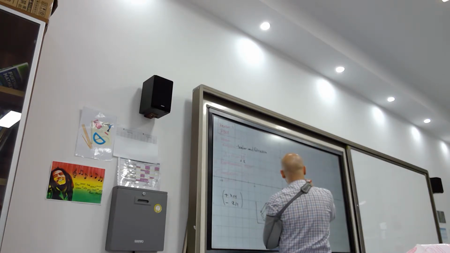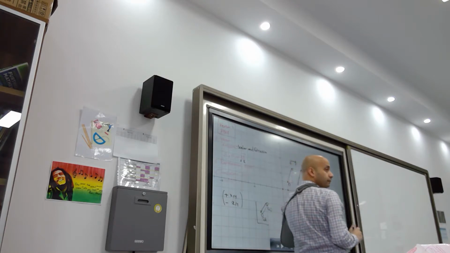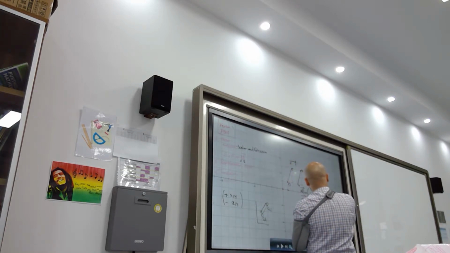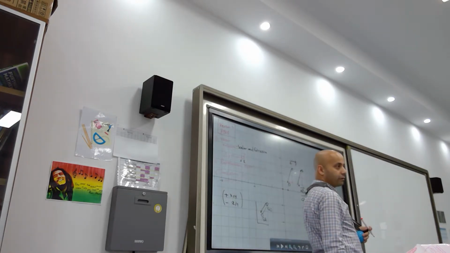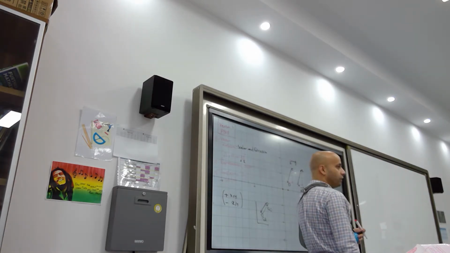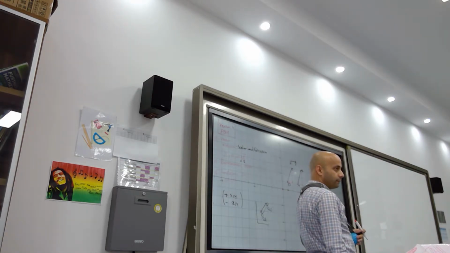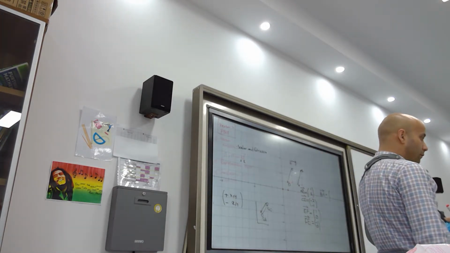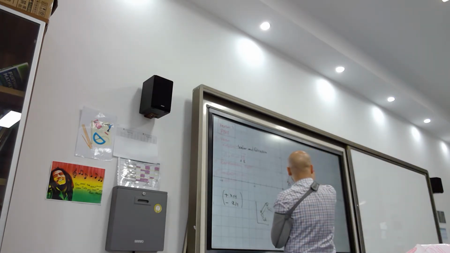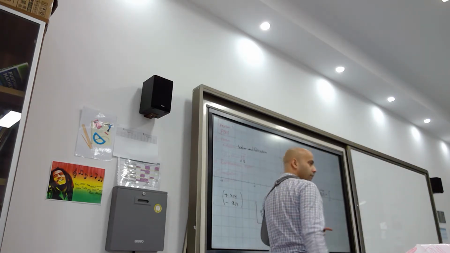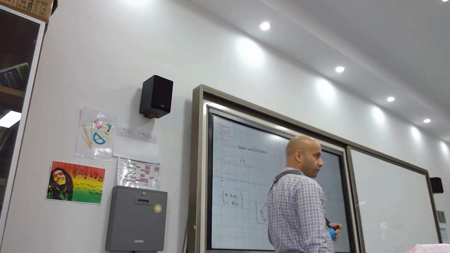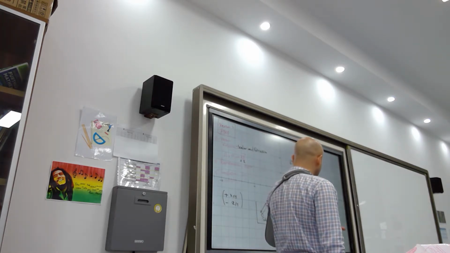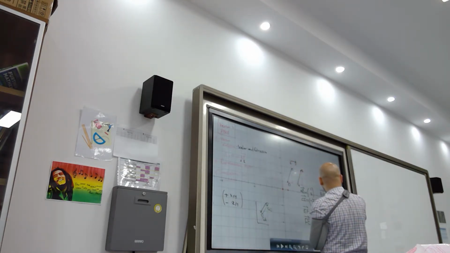You may ask me, how about B to A? Then vector BA. What do you think the answer of BA is going to be? If AB is 1, 2, what is BA? Bob, what do you think BA is? BA is this one. Negative 1, negative 2. Yeah, that's it.